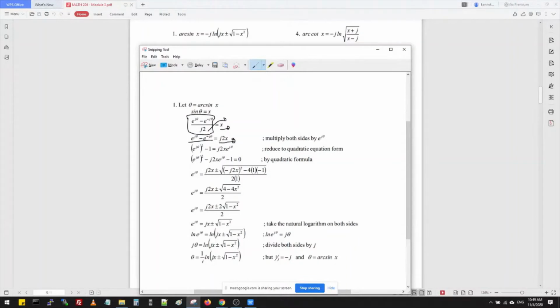So, multiply both sides by e raised to j theta para makaubra kita sang quadratic equations. Okay? So, then, reduce to quadratic equation form. So, we have the e raised to j theta quantity squared minus 1 equals to j2x e raised to j theta. So, transpose na lang siya. Use the quadratic formula. So, you have your a, b, and c, the value.